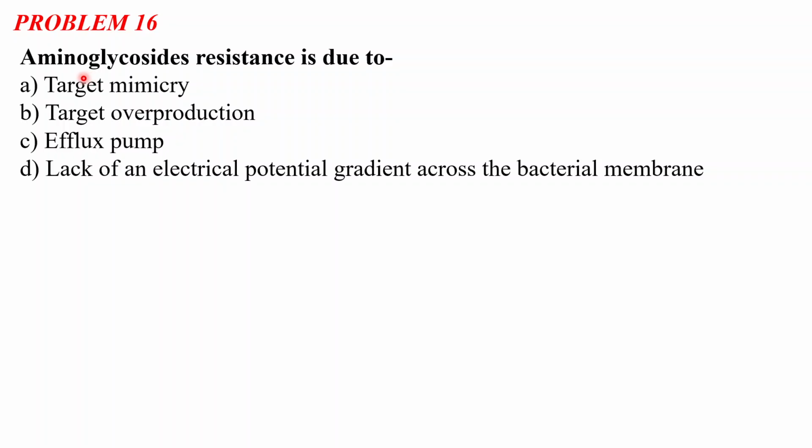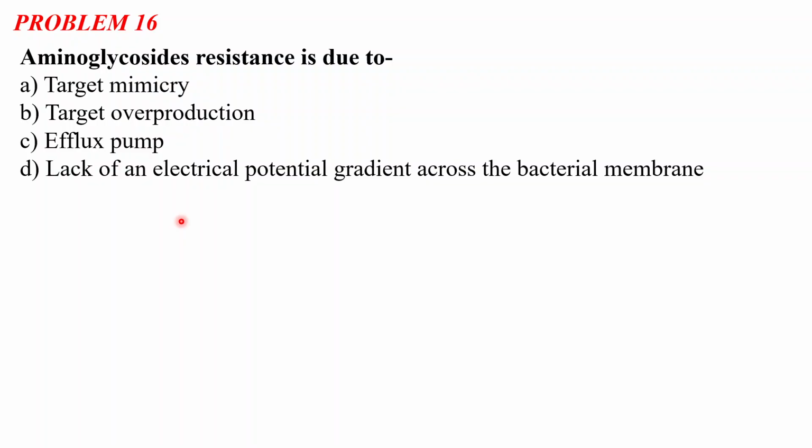Problem number 17 says: aminoglycoside resistance is due to which of the following? Number A, target mimicry. Number B, target overproduction. Number C, efflux pump. And number D, lack of the electrical potential gradient across the bacterial membrane.